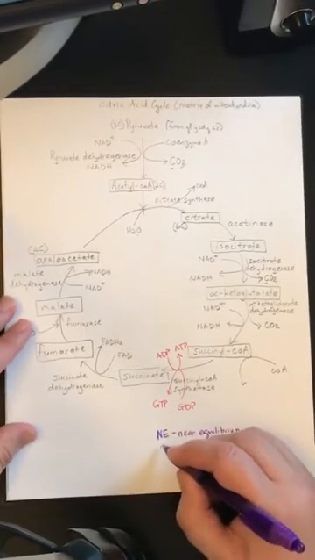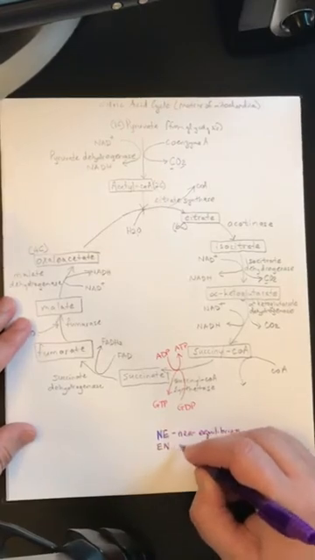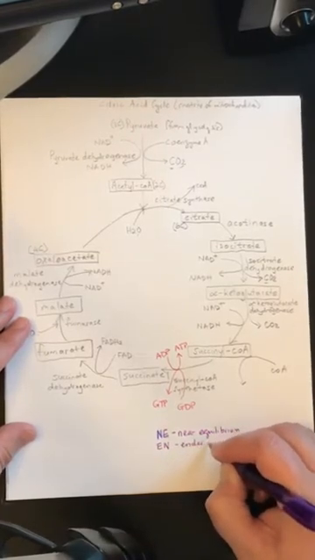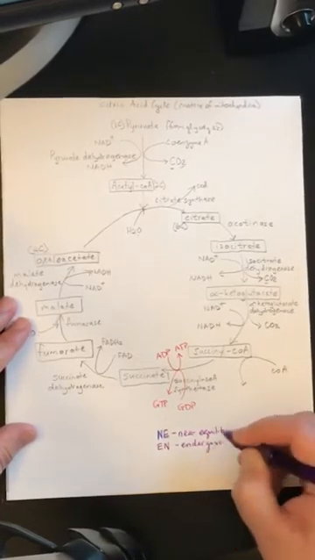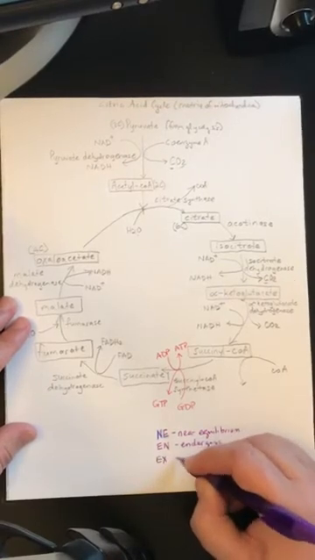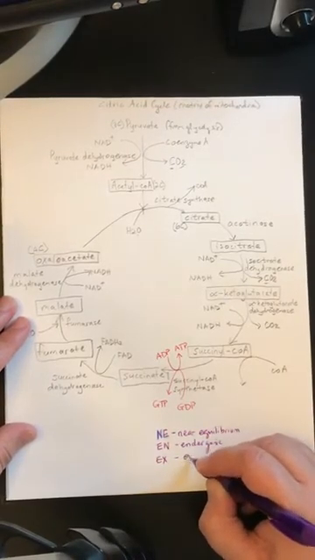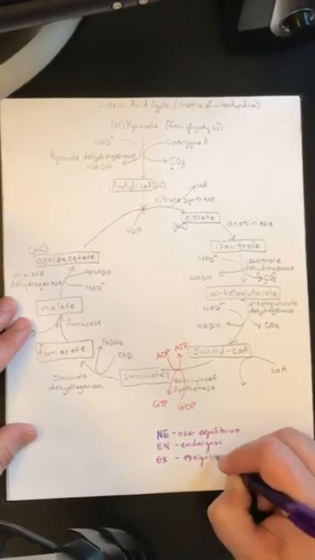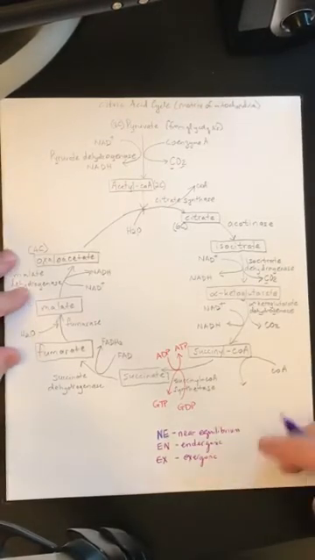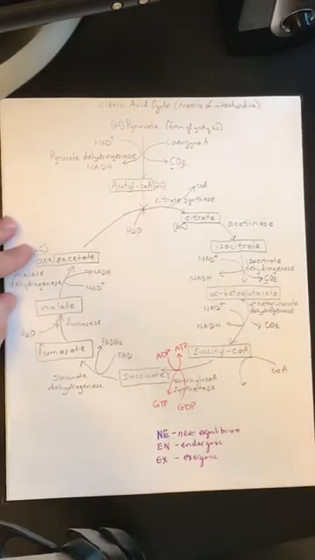And then there's going to be some endergonic reactions. Let's call them EN. And there's going to be some exergonic reactions. Let's call them EX reactions. So where do they fit in on the cycle? Well, let me show you.